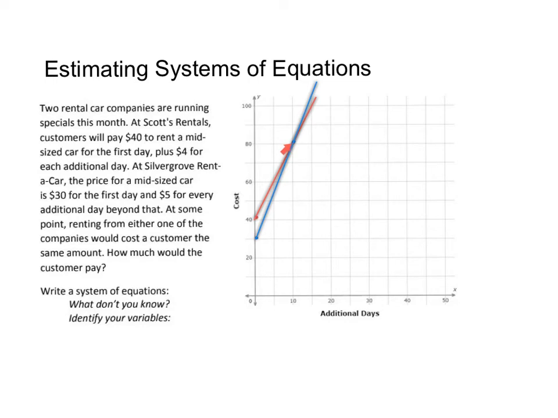the same price to use either Scott's Rentals or Silver Grove. At 10 days, you would pay $80 each. But then it would begin to switch to where if you were using Silver Grove after 10 days, it would be more expensive. So you could estimate and determine which company you would rather go with based on the number of days in which you would be renting.